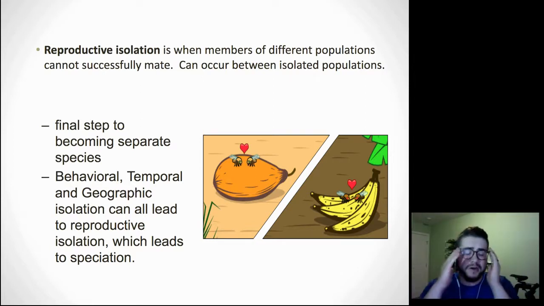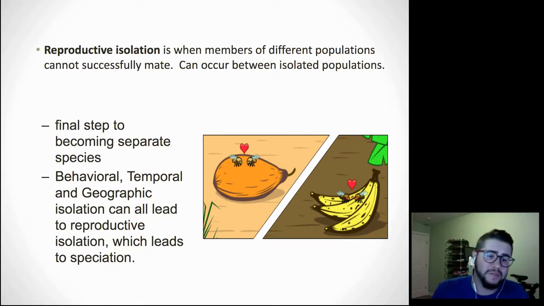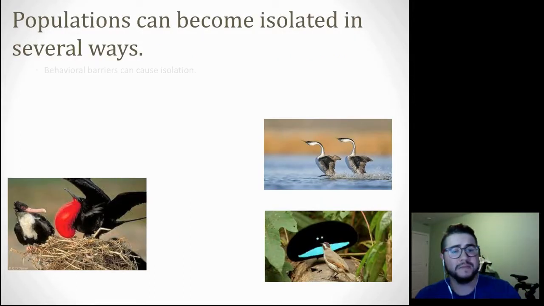And so, if we're working our way backwards in this process, speciation is the word that describes the separation of two species because they have evolved to be so different from each other. Before speciation is reproductive isolation, where they can no longer mate together. And then reproductive isolation can be caused by three different types of isolation: behavioral, temporal, and geographic isolation. So let's attack a couple of them here, right?